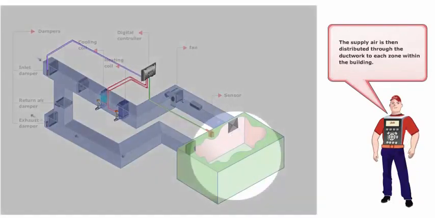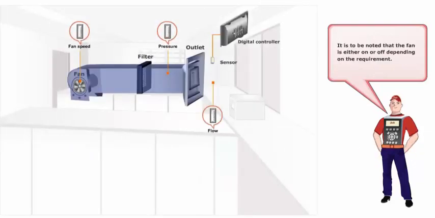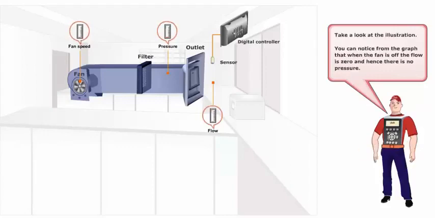The supply air is then distributed through the ductwork to each zone within the building. Individual room terminal units are sometimes used for final tempering of the air. It is to be noted that the fan is either on or off, depending on the requirement. The fan is on, with a maximum flow, or off. Take a look at the illustration.